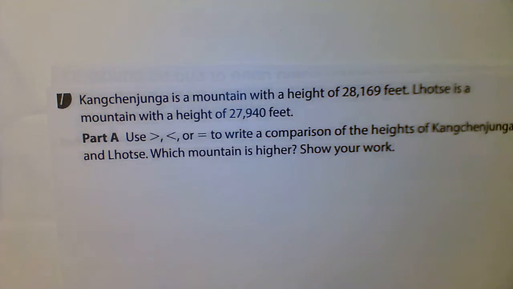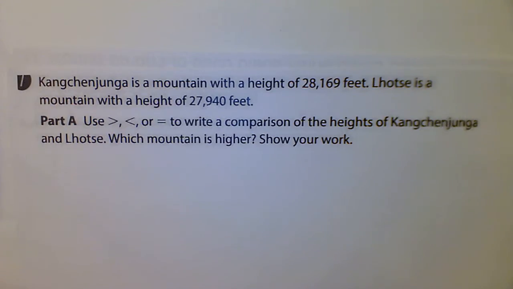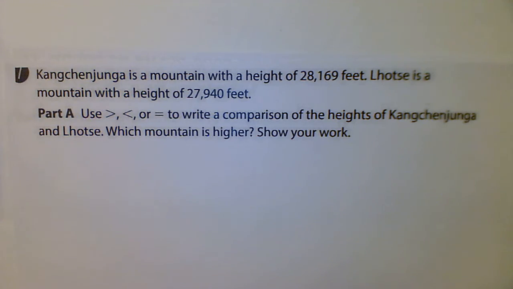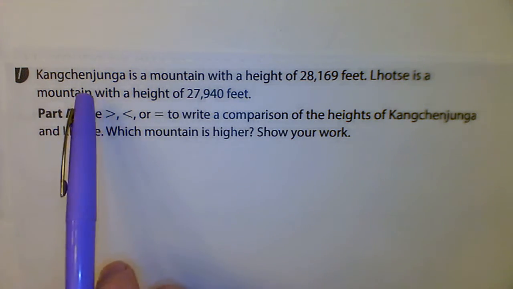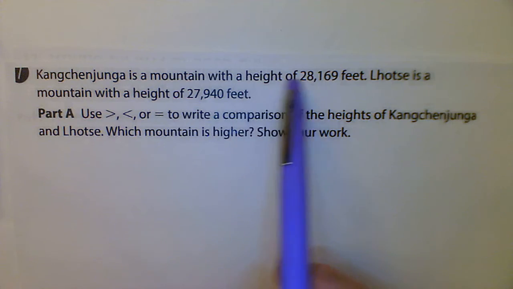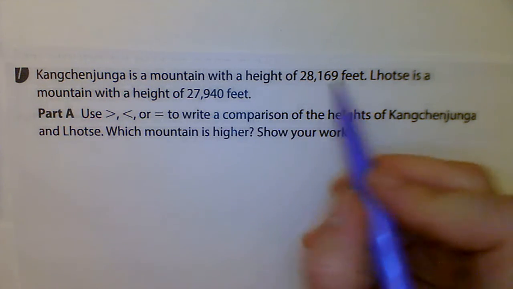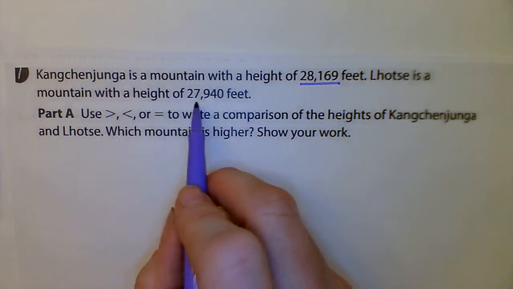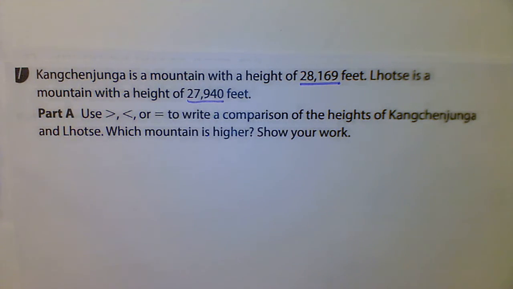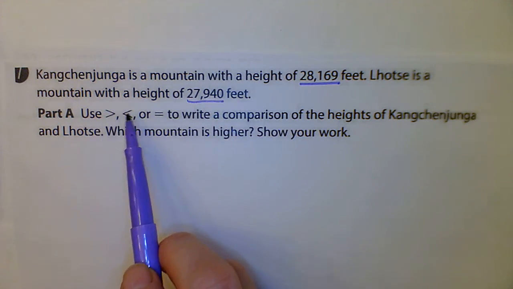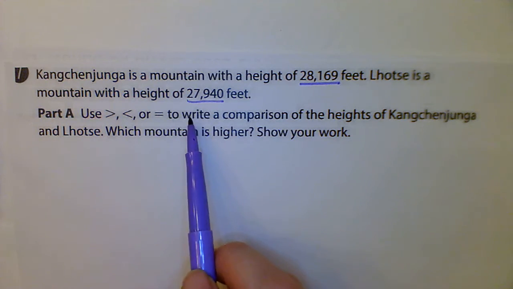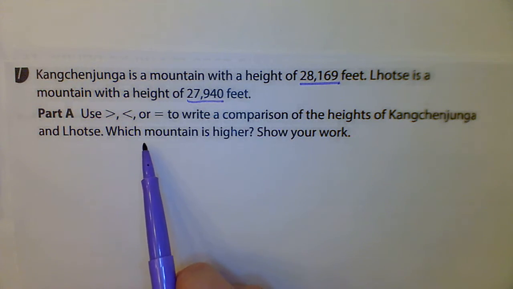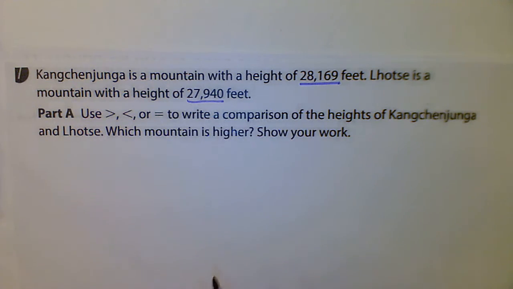Here is number 7. Okay, so I don't know if I'm going to pronounce this correctly, but I'm going to do my best. Kanchenjunga is a mountain with a height of 28,169 feet. Lhotse is a mountain with a height of 29,940 feet. Use greater than, less than, or equal to write a comparison of the heights of Kanchenjunga and Lhotse. Which mountain is higher? Show your work.